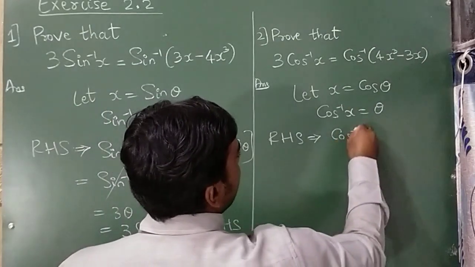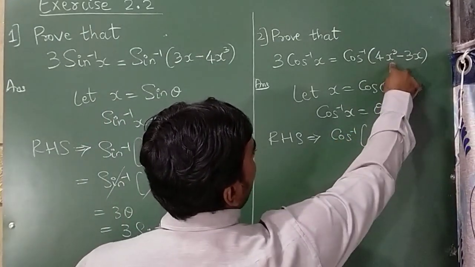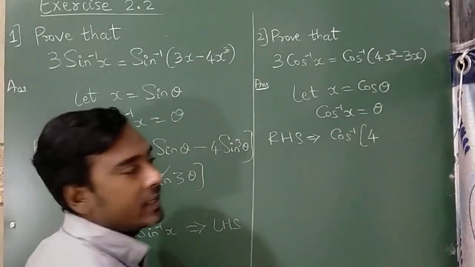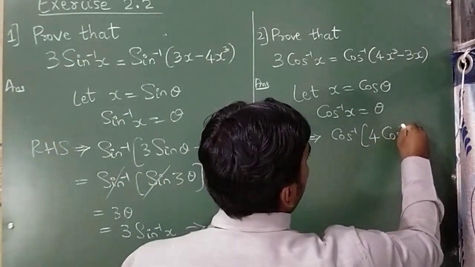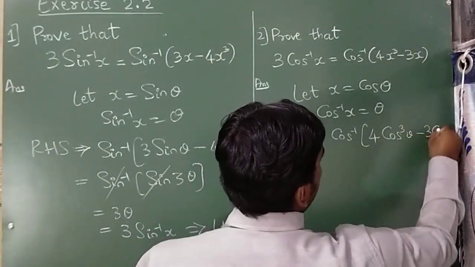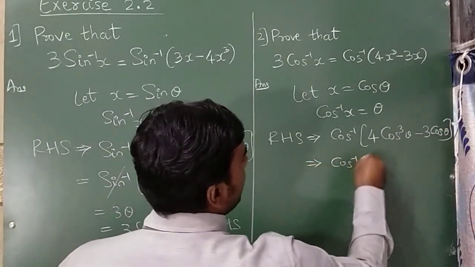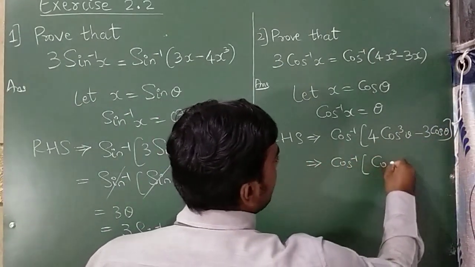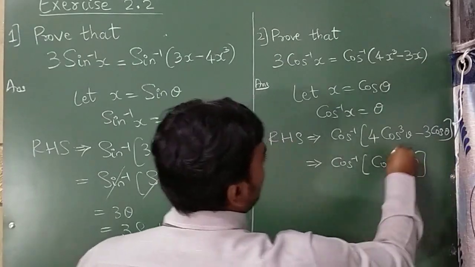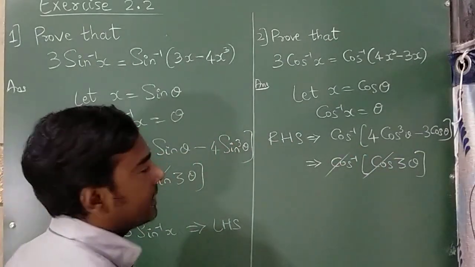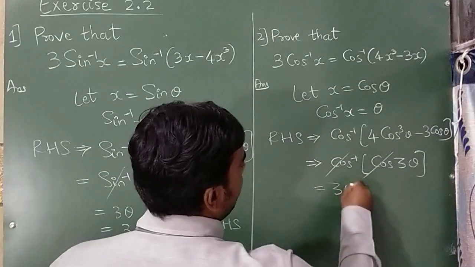So cos inverse of 4, in place of x I am going to substitute cos theta. Fine. So it will become 4 cos cube theta minus 3 cos theta. Okay. So cos inverse of this is the cos 3 theta formula. So cos and cos inverse get cancelled. So what is remaining? 3 theta.